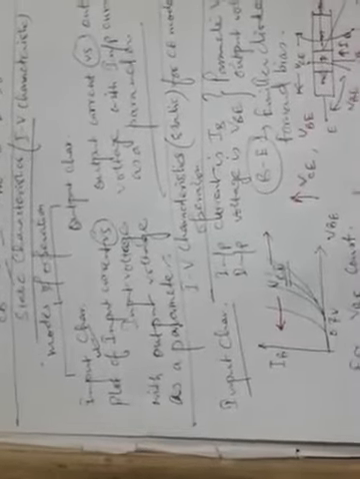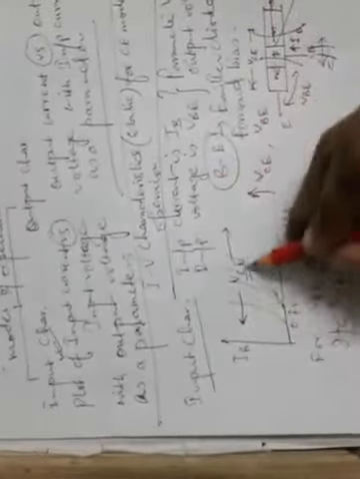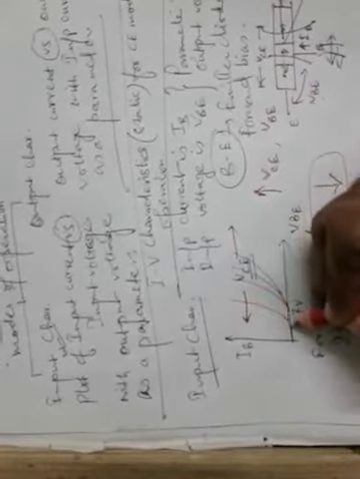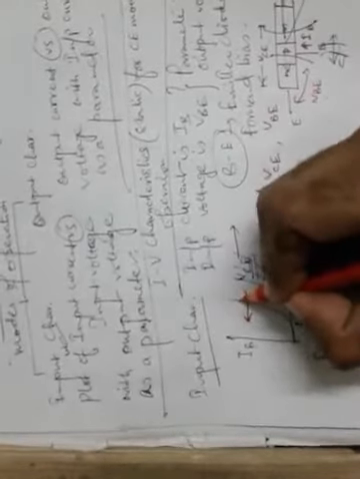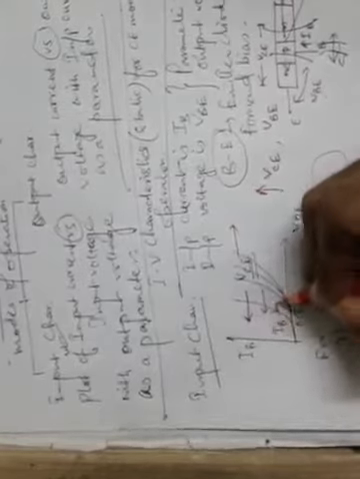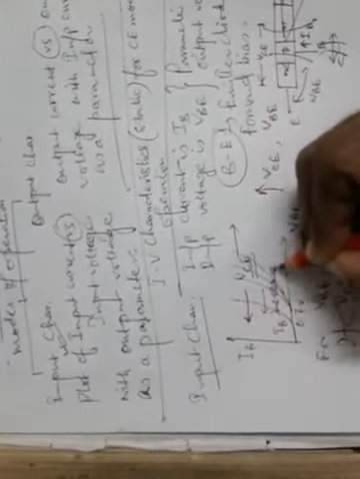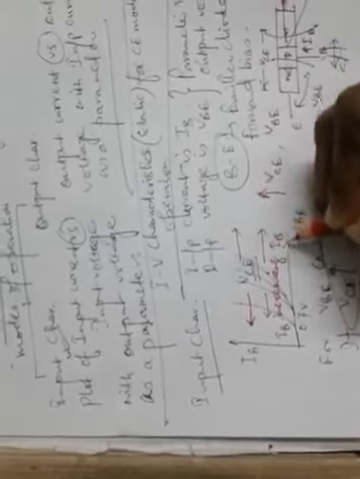Considering this fact, this family of curves will give us different values of VCE. This is the highest base current, that means early conduction of base current. So this is the maximum value of base current. In this direction IB will be increasing, and in this direction IB will be decreasing.